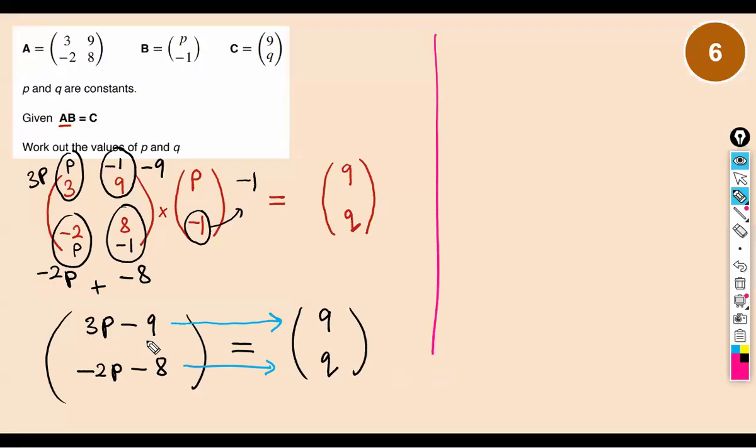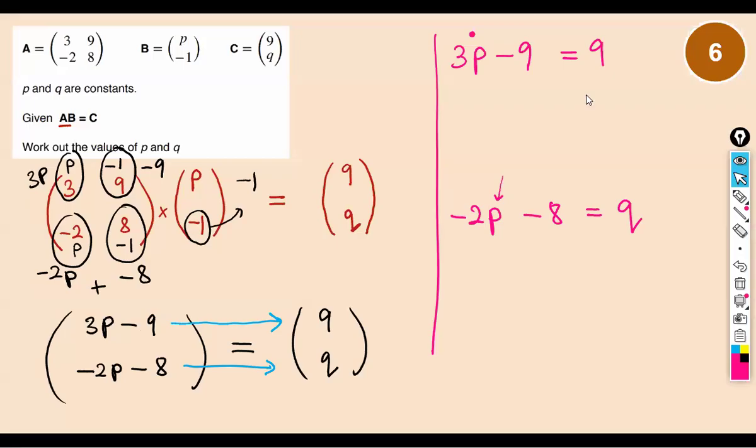So if you didn't finish it, create two equations. 3p minus 9 is equal to 9. You can more than solve for p there. I'll give you some space for those who didn't do it. And the underneath, you could form, well, another equation. Minus 2p minus 8 is equal to q. Now, here's the thing. When you solve for p on top, you could substitute p over here and work it out and get q. Take it from there, right? Everyone should be able to get it out from there, right?